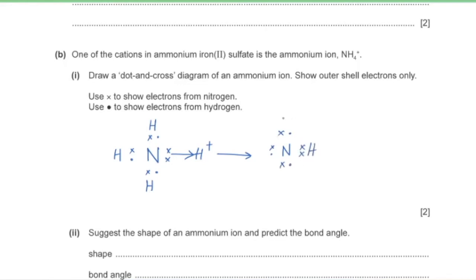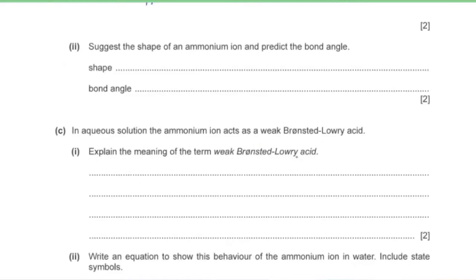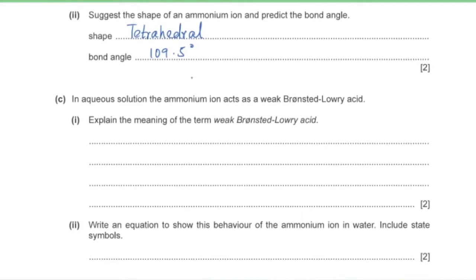So H, H, H, and H, and we'll have a combined charge on this structure of positive. Part 2 suggests the shape of an ammonium ion and predict the bond angle. So shape is going to be tetrahedral, and bond angle is going to be 109.5 degrees. Because just like CH4 methane, NH4+ now has no electron lone pair. So there is going to be equal amount of repulsion between the bond pairs.